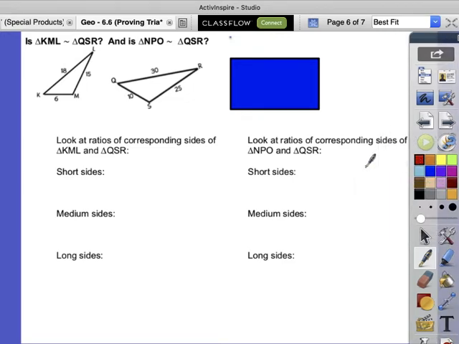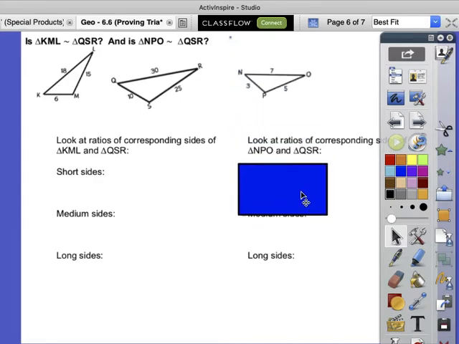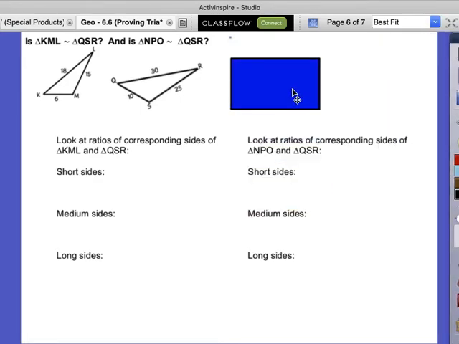Is triangle KML similar to triangle QSR? And is triangle NPO similar to triangle QSR? Well, I just have this third one covered for a moment, just so we can focus on the first two triangles, because that's the first question it's asking. Then it goes through and asks the second question.